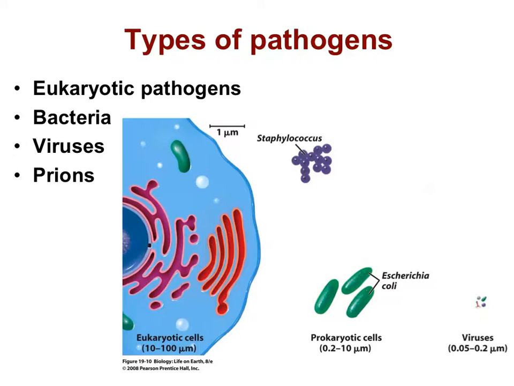There's a number of different kinds of pathogens, organisms that can cause disease. Eukaryotic pathogens, in other words, single-celled organisms, or maybe actually multi-celled, eukaryotic like us. So they have a nucleus and all that kind of stuff. Malaria is the one you probably know the most. Bacteria, viruses, and then something called prions.